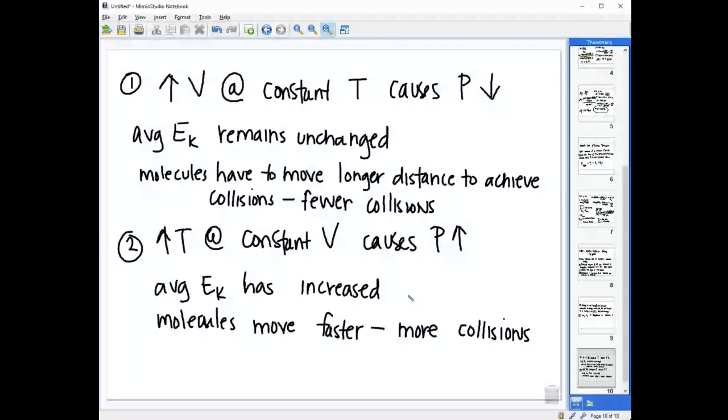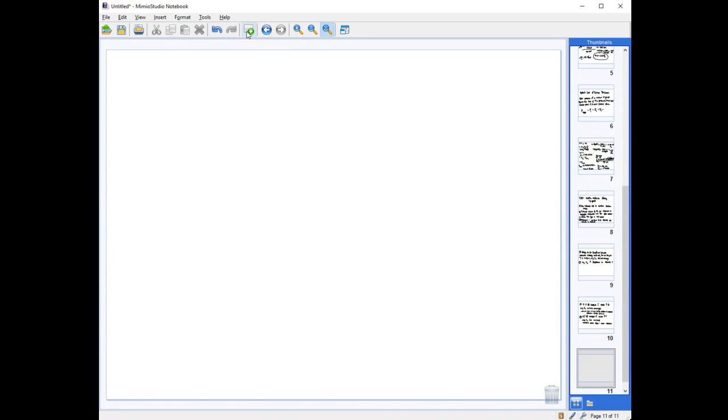Why? This is why. It all has to do with the kinetic molecular theory, the idea that the gases are in constant motion. If we increase kinetic energy, then we increase their motion. If we decrease kinetic energy, we decrease their motion. So that's the kinetic molecular theory. It really just explains the heart of the matter with our gas laws.